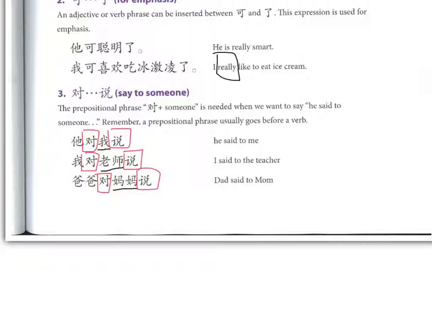他对我说, he said to me. 他对老师说, he said to the teacher. 我对老师说, I said to the teacher. And 爸爸对妈妈说, Dad said to mom.